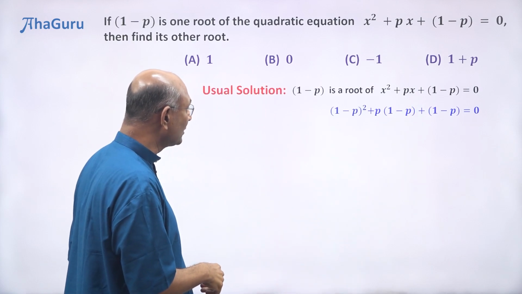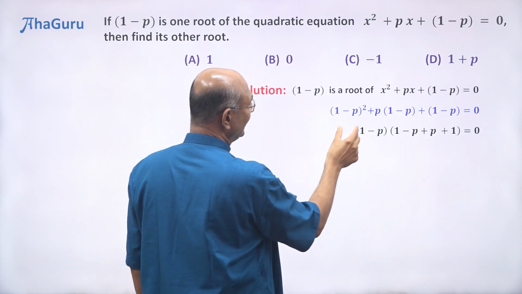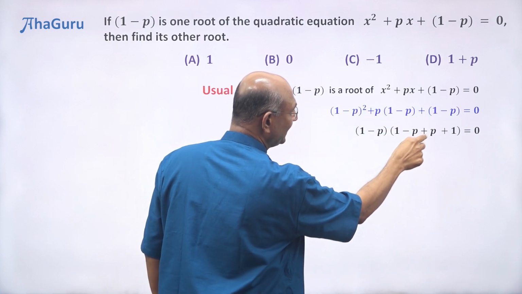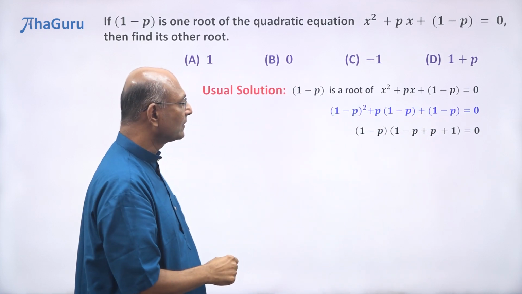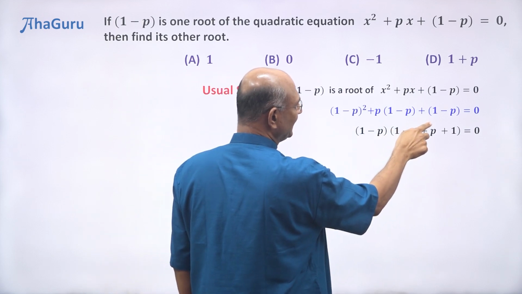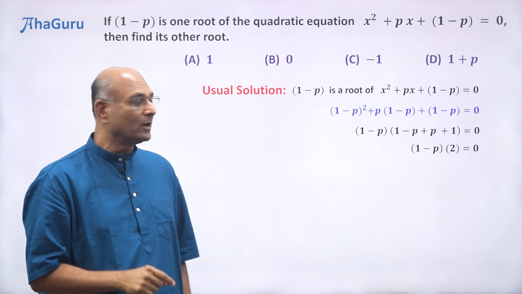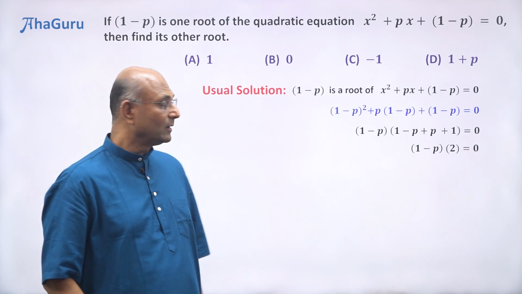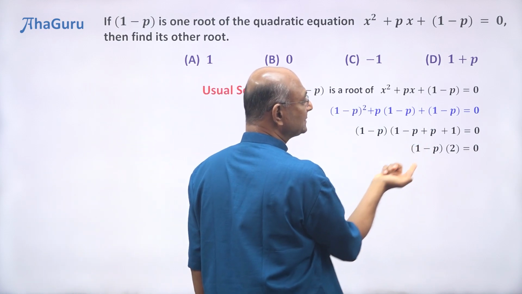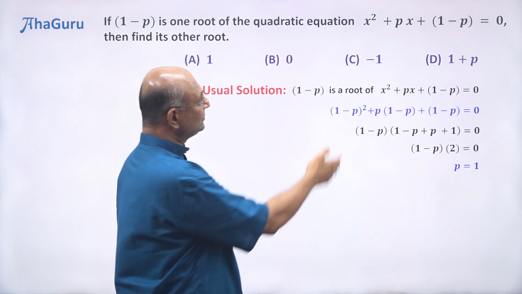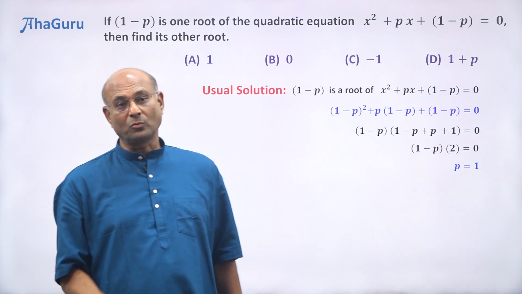You can pull that out and you can factorize it and write it as 1 minus p times 1 minus p plus 1. Now this minus p plus p will cancel out, giving you 2. So 1 minus p into 2 is equal to 0. So what does that tell you? It tells you 1 minus p must be 0, p must be equal to 1. So you can actually solve this and find out p is equal to 1.